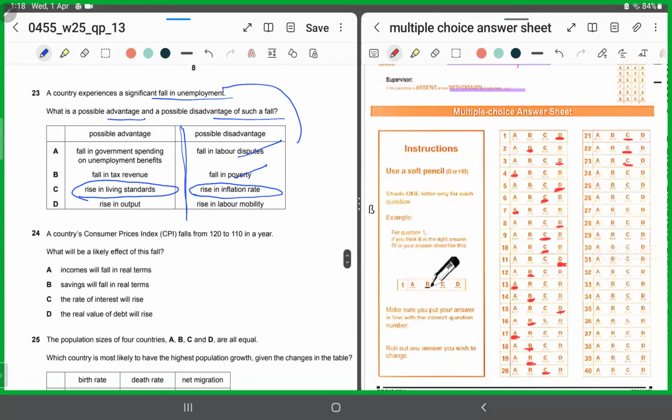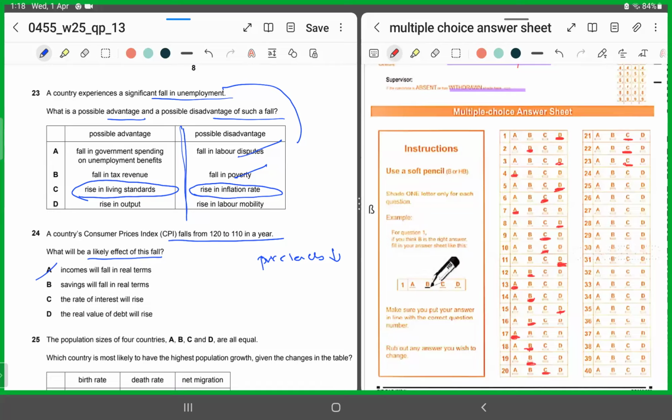Number 24. A country's consumer price index falls from 120 to 110 in a year. What will likely be the effect of this fall? So if CPI falls from 120 to 110, this means that there is deflation. Price levels are falling. There is deflation. It cannot be A because A says real incomes rise, money buys more.